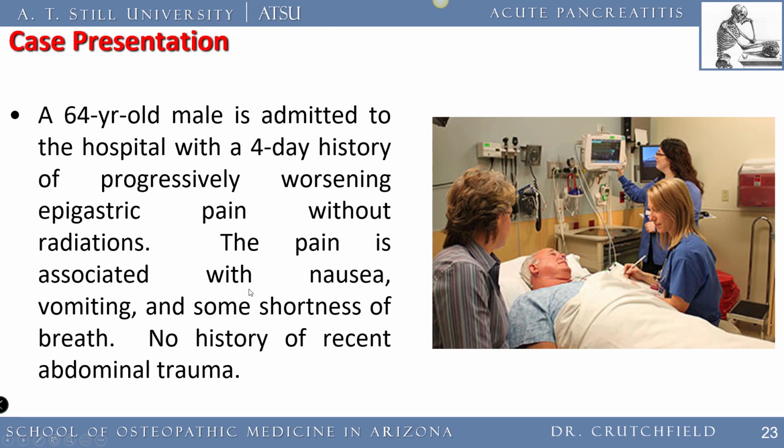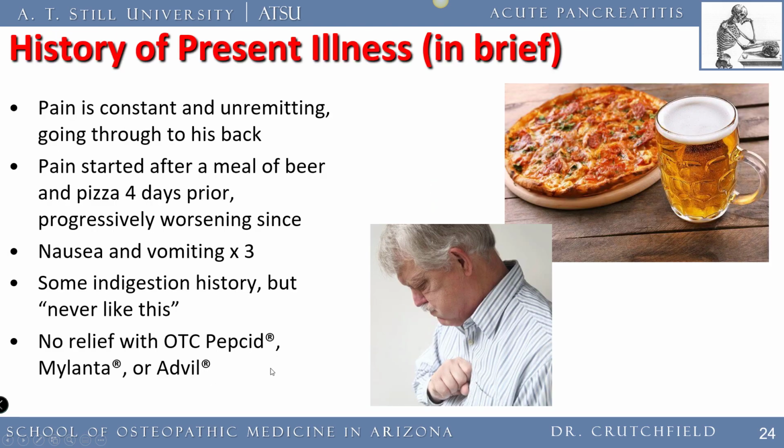So let's look at the case presentation. We got a 64-year-old guy who comes to the hospital with a 4-day history of progressively worsening epigastric pain, doesn't radiate. He's got nausea, vomiting, and a little shortness of breath, and there's no history of abdominal trauma. His pain is constant, and it radiates right to his back. That could be a peptic ulcer.